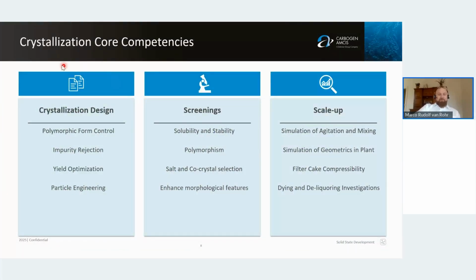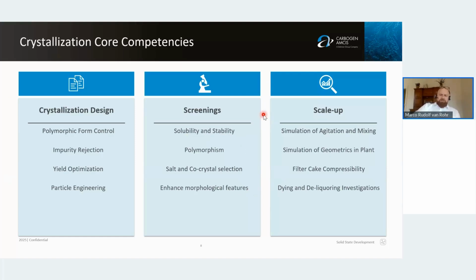The group or department I'm working in, I would describe my work as built on three pillars. So we have crystallization design, which is, for example, developing a process which is about impurity rejection or yield optimization. We have a lot of screening work ongoing. Most of it is polymorphism and salt screens, but also solubility and stability screening, and sometimes we screen also for morphologies.